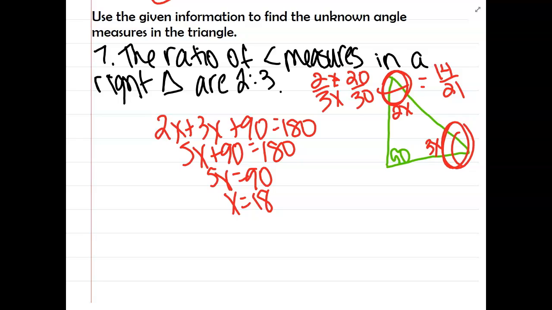Now, that's not either one of your angle measures. What am I going to do with that 18? Yeah. 2 times 18, 36. That's one of my angle measures. 3 times 18, which is 54, that's my other angle measure. Guess what? If you take 36 plus 54 plus 90, you know what you'll get?